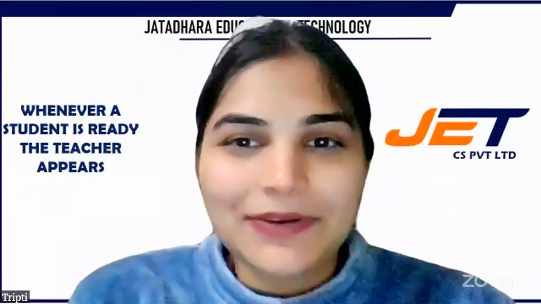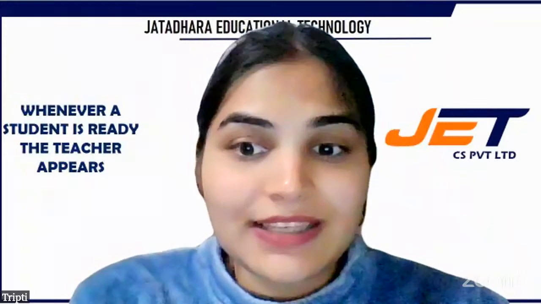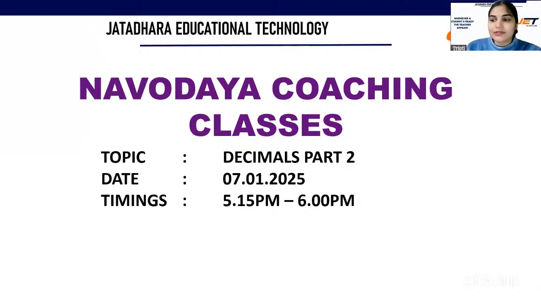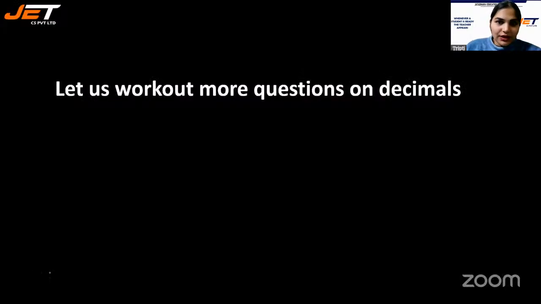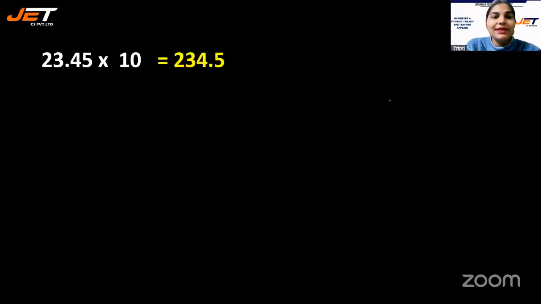Okay. So let's quickly go through the decimals, the concept of decimals. I hope my screen is visible to all. Perfect. So let's start with it. Let's work out more questions on the decimals because we have already started with it. Here, 23.45 times 10. If you have to multiply the decimal number by any like 10, 100, 1000, like that.